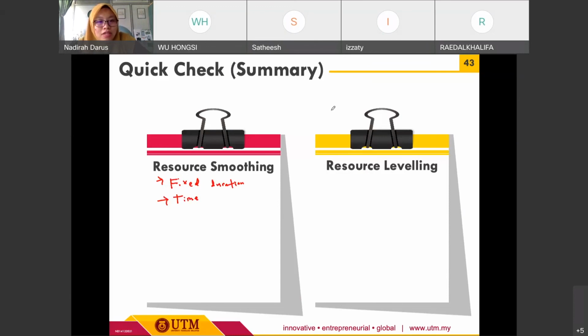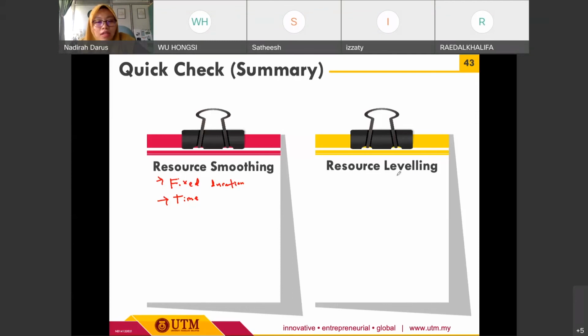Thanks, Wu Hongxi, for your response. As mentioned by Wu Hongxi, resource smoothing is quite different from resource leveling because it is related to the fixed duration, because it is time limited. So that's the main component for resource smoothing that we need to remember. It is easier for you to answer the question, to prepare the resource smoothing, as long as you can remember the main component for resource smoothing.